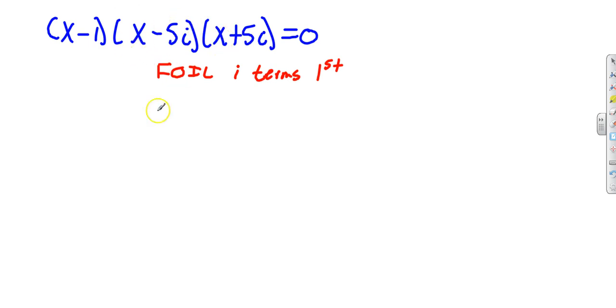All right, so for this one, we've got x times x for x squared. We've got x times negative 5i, so that's negative 5ix. We've got 5i times x, so that's a positive 5ix. And then negative 5i times 5i, so negative 25i squared.